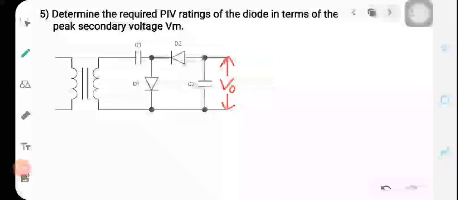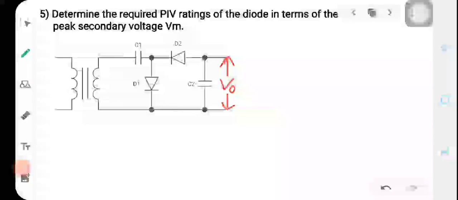Then let's see the next question. It is again with respect to a doubler. Determine the required peak inverse voltage ratings of the diode in terms of the peak secondary voltage Vm. There are no numerical values here. You are asked to determine the required peak inverse ratings of the diode in terms of the peak secondary voltage Vm.